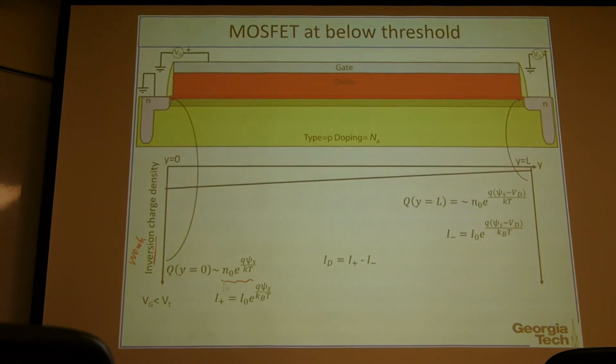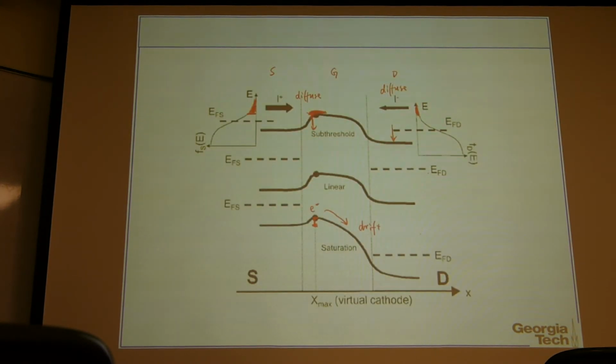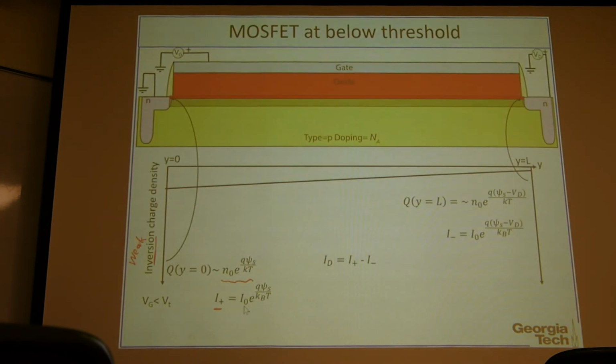So then this phi s determines the source electron density that can be over the barrier. That means the current is proportional to this number of electrons that can be over the barrier. So for the current to the right, we use I plus to represent this current. Then I plus is some I0, which is some coefficient, and then an exponential dependence on phi s over kT.